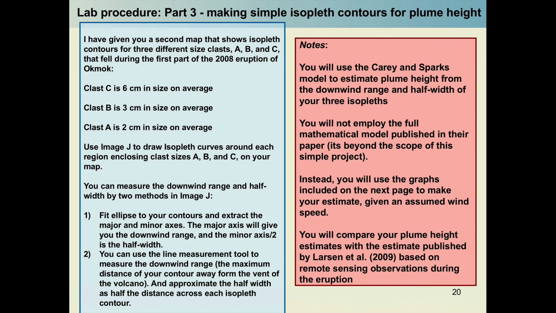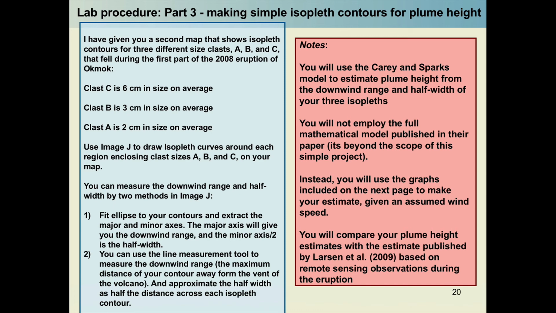Okay, so in the next part, you're going to make simple isopleth contours for plume height. You're going to use the second image that I've given you. It's in the Blackboard course materials section. It's a second map, same as the isopach map, but now you're going to see different things on it. You're going to see locations labeled A, B, and C. These represent the distribution of different sizes of glass that fell out of the plume from the volcano during the 2008 eruption of Okmok.